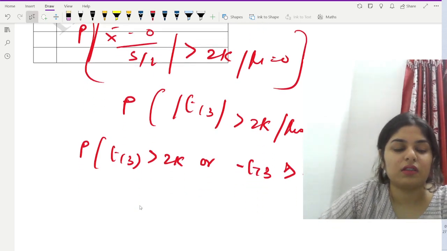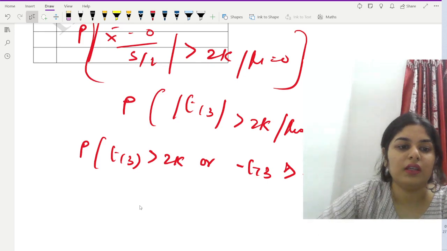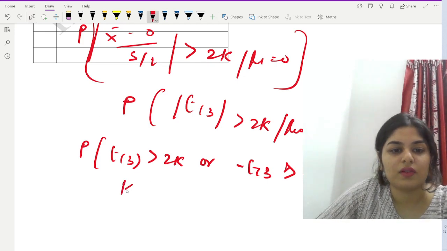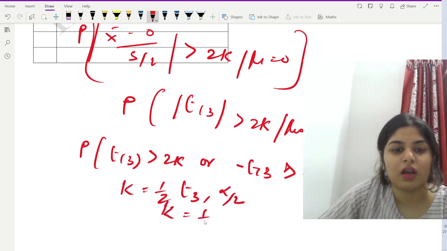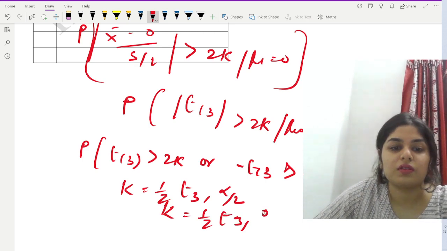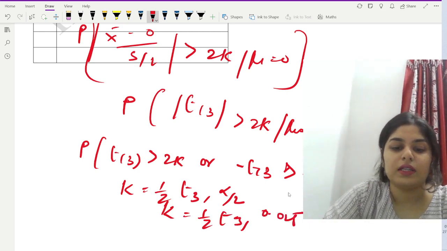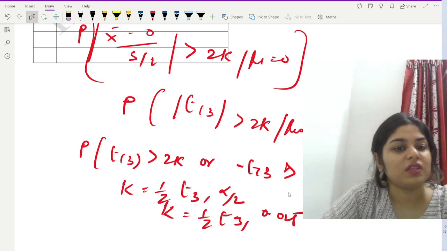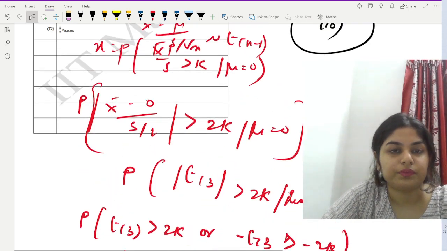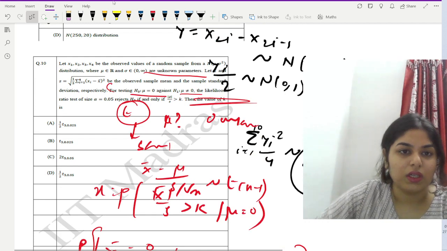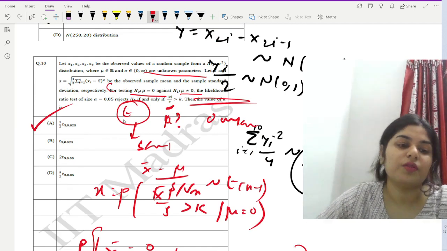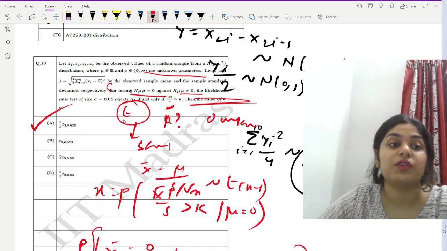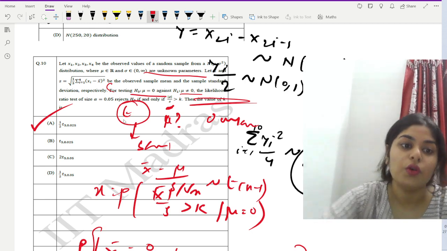So what is basically the answer here then? k is equal to half of t3 at alpha by 2, two-tail test. So k is equal to half of t3. Here it is 5%, so 0.025, right? So let us check the options now. Which one is the option? Since we have the mod in the given question, it is option number A. Otherwise, if there was no mod given, then we would have selected D. Since mod means both sides, positive as well as negative, that is why it is a two-tail test and we have alpha by 2, which is 0.025. Okay.